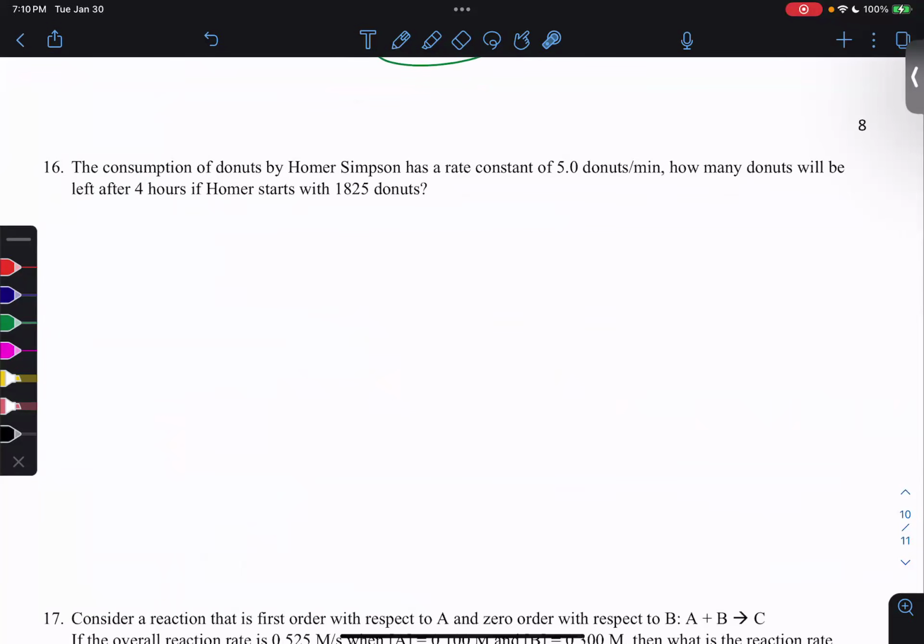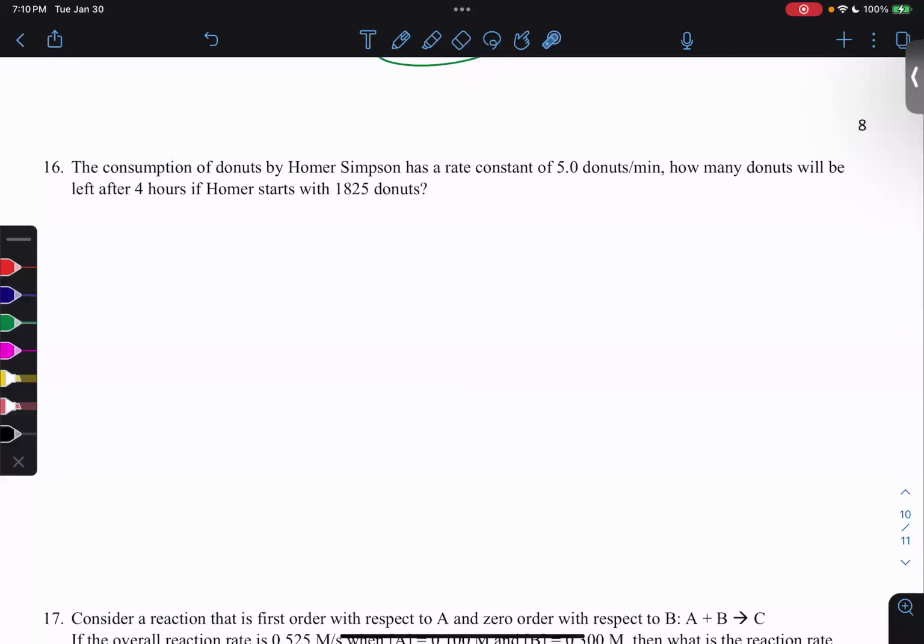Okay, I also wrote this question. The consumption of donuts by Homer Simpson has a rate constant of 5 donuts per minute. How many donuts are left after 4 hours if Homer starts with 100 donuts? See, when I wrote this question, I was imagining the episode where Homer is in hell and they're force feeding him donuts at a certain rate. And I was assuming it was 0th order. So that's what I thought about in this question.